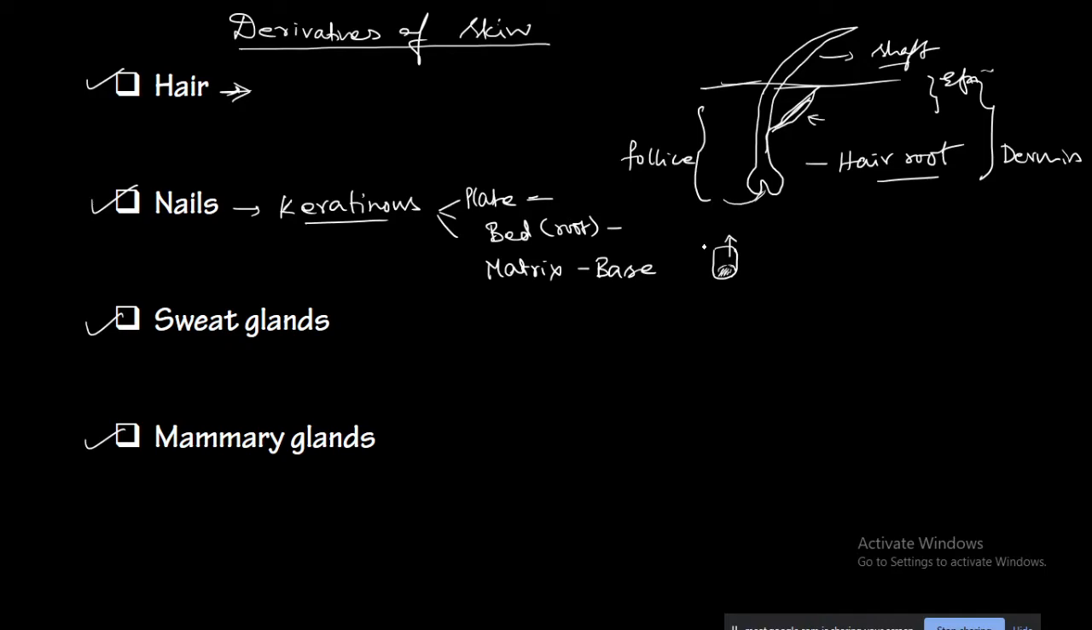The other one is the sebaceous glands. Somehow I missed writing that. Sebaceous glands means what? These are nothing but oil glands. They secrete oil. The body naturally produces oils and secretes them. It has a lot of importance.